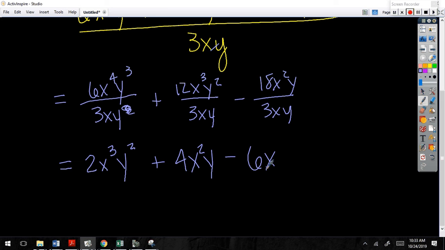Okay. I don't even have any more fractions to combine. But I want you to see that we can split this up whenever we have something on the bottom like that. We can split it up over that monomial on the bottom. Okay.